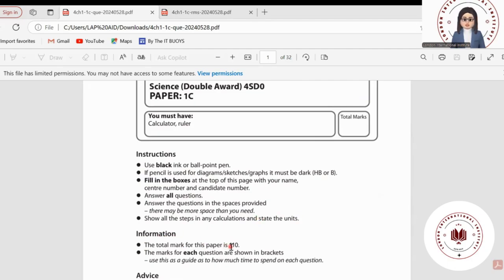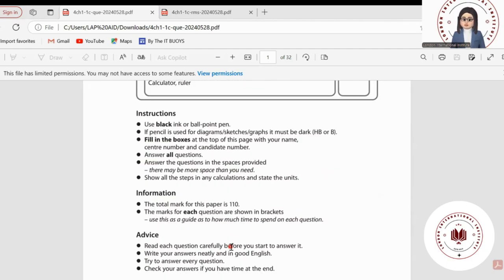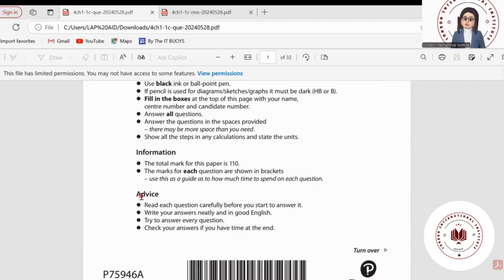Information. The total mark for this paper is 110. The marks for each question are shown in brackets. Use this as a guide as to how much time to spend on each question. And last of all, advice. Read each question carefully before you start to answer it. Write your answer neatly and in good English. Try to answer every question and check your answers if you have time in the end.